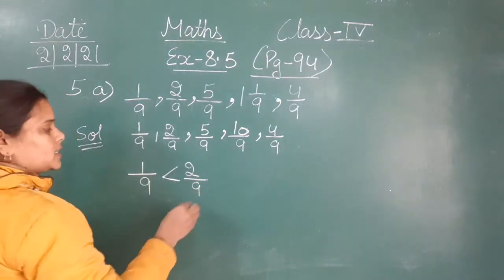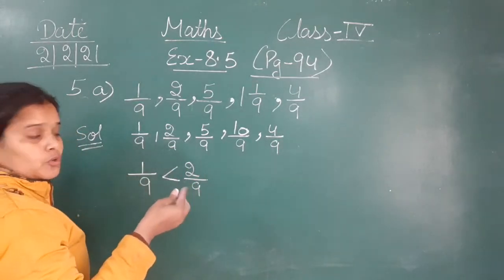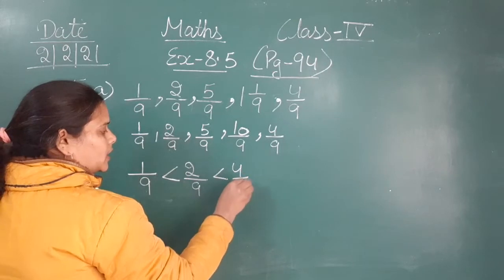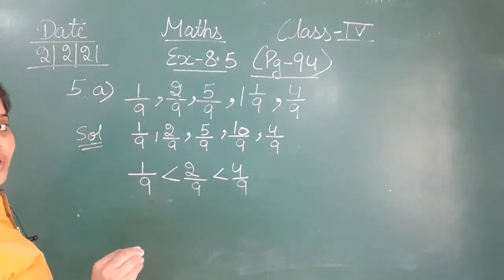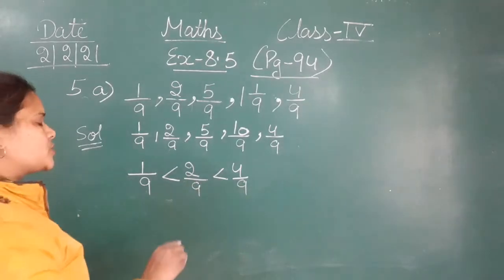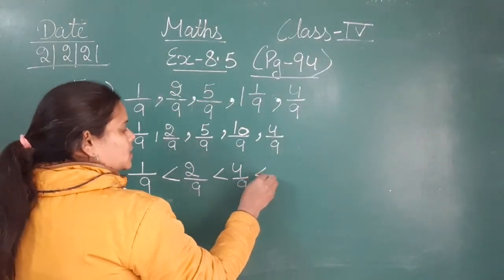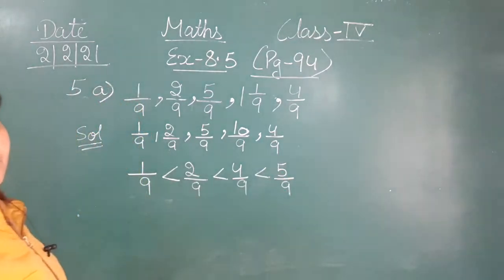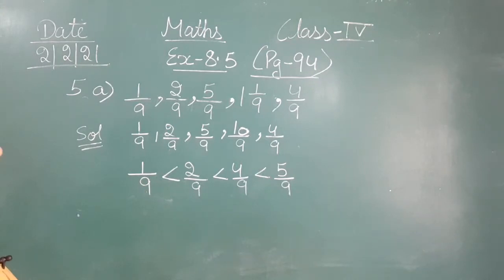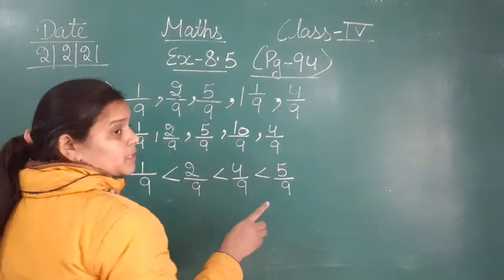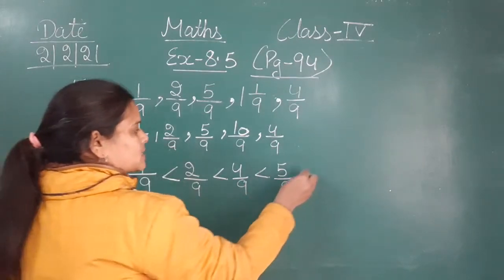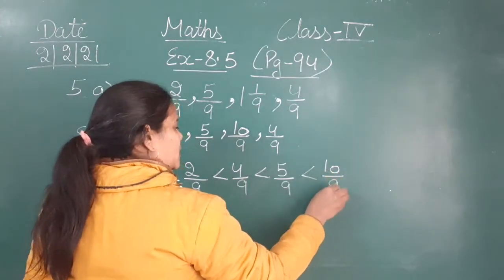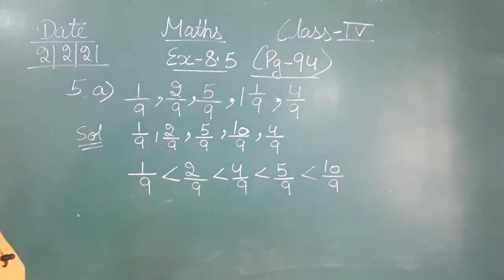Okay, next, which is the next bigger fraction after 2 upon 9? That is 4 upon 9. So the next bigger fraction after 4 upon 9 is 5 upon 9. Okay. Next, the next bigger fraction after 5 upon 9 is 10 upon 9.